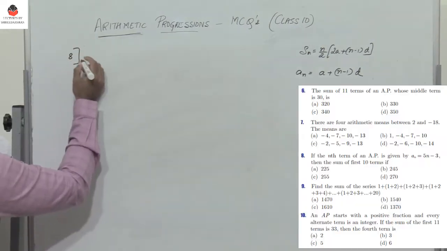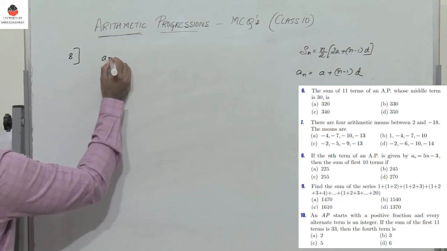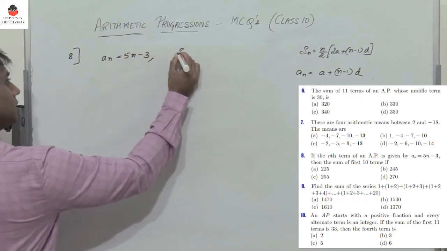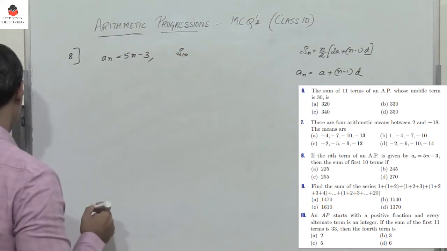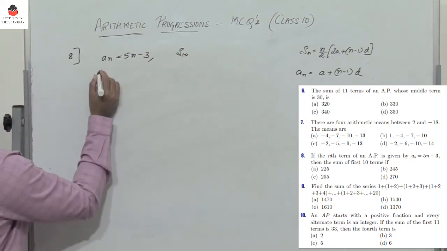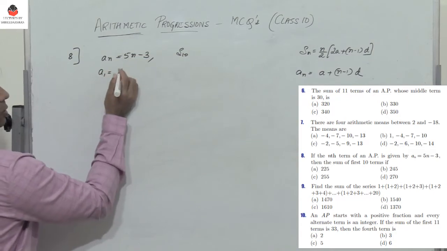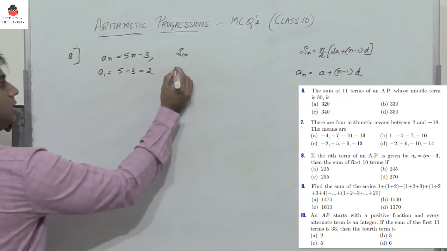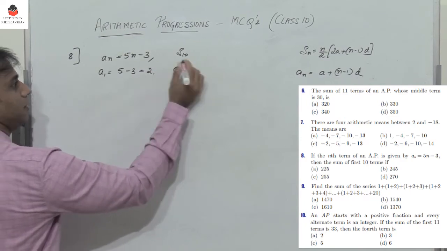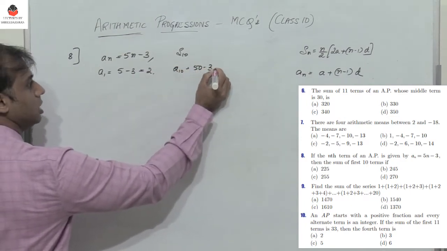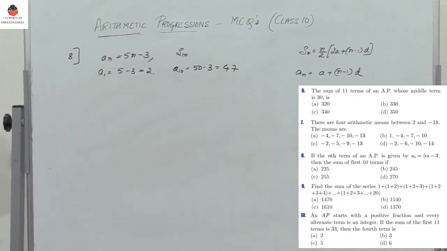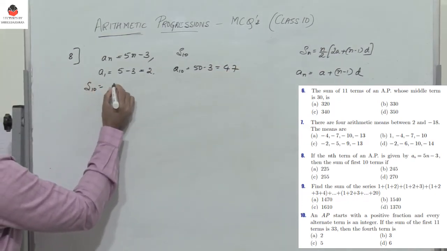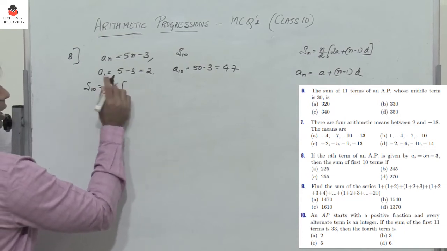Eighth one, if the nth term of an AP AN is 5n minus 3, then we need to find the sum of the first 10 terms. Alright, so now what is A1? The first term is put n equal to 1. 5 minus 3 equals 2. Find the 10th term. A10 equals 5 into 10, which is 50 minus 3, which is 47. And we know that S10 equals n by 2, which is 10 by 2, which is 5, into A plus L.